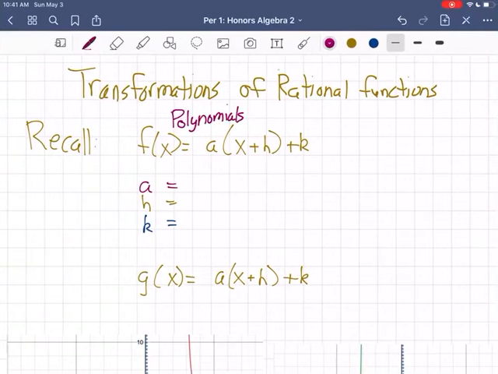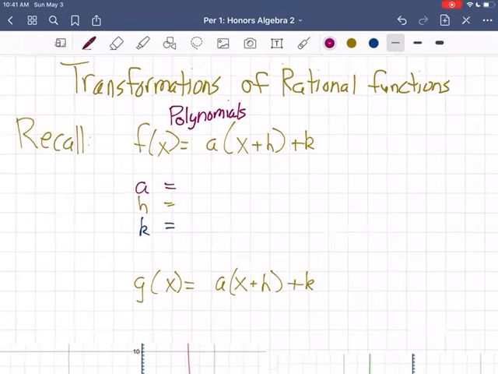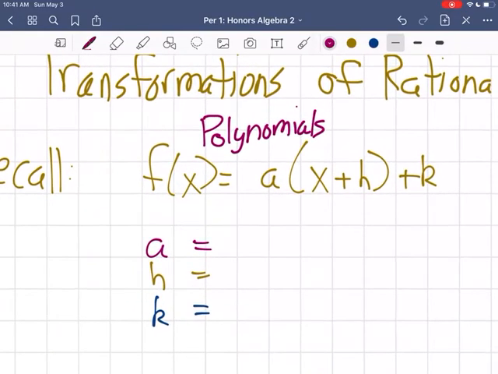So when we talk about the transformations of rational functions, we're really just talking about the transformation of polynomials that are flipped upside down because they're rational. To recall that, let's start with what we know about polynomials and their transformations.